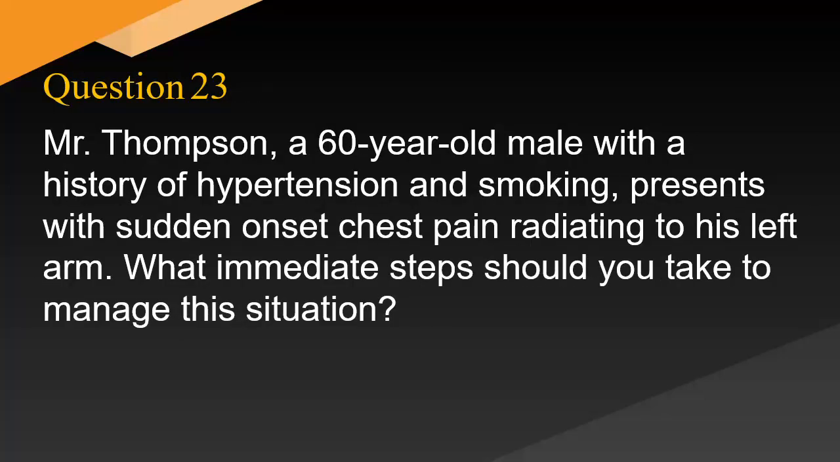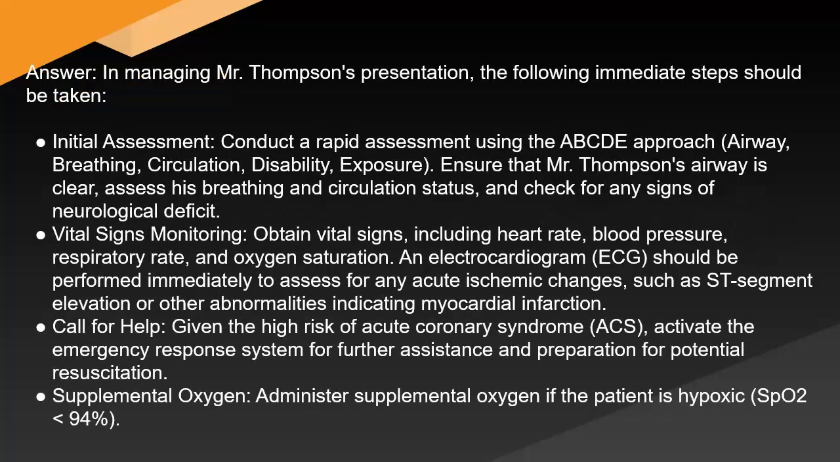Mr. Thompson, a 60-year-old male with a history of hypertension and smoking, presents with sudden onset chest pain radiating to his left arm. What immediate steps should you take to manage this situation? Answer: in managing Mr. Thompson's presentation, the following immediate steps should be taken. Initial assessment. Conduct a rapid assessment using the ABCDE approach: airway, breathing, circulation, disability, exposure. Ensure that Mr. Thompson's airway is clear, assess his breathing and circulation status, and check for any signs of neurological deficit.